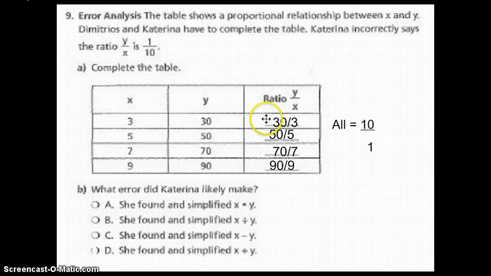When you create the ratios, you get 30 over 3, 50 over 5, 70 over 7, and 90 over 9. These all are equal to 10 over 1. So to answer the question, what error did Katrina likely make? Is it A, she found and simplified x times y? B, she found and simplified x divided by y? C, she found and simplified x minus y? Or D, she found and simplified x plus y? So looking at what we got, 10 over 1 and she got 1 over 10. That means that all she did was flip the fraction. So instead of doing y divided by x, she did x divided by y, which is why the correct answer would be B.